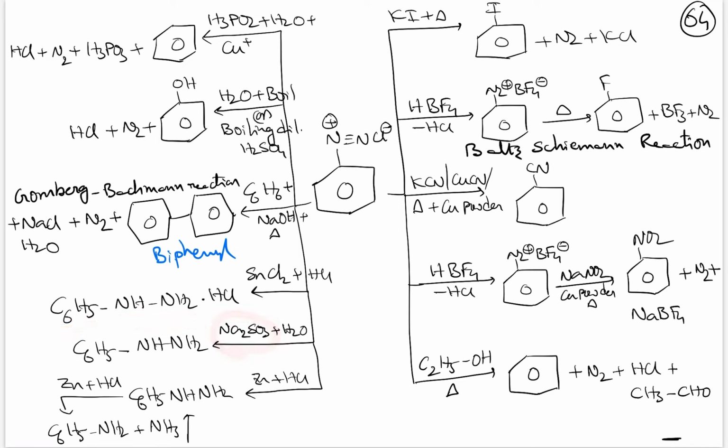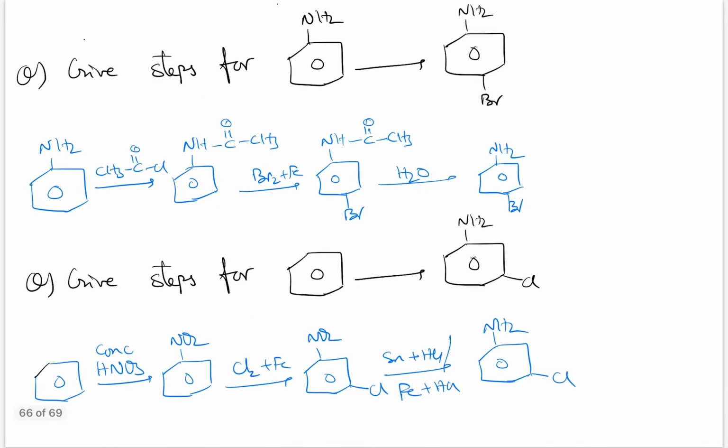Then with Na2SO3 also, it will undergo a reduction reaction to give phenyl hydrazine. With zinc plus HCl also, it will undergo a reduction reaction to give phenyl hydrazine first, but on further reaction it will form aniline and will liberate ammonia gas. Okay. Then these are the answers for the interconversions we have taken.